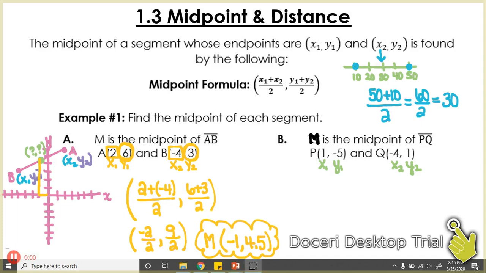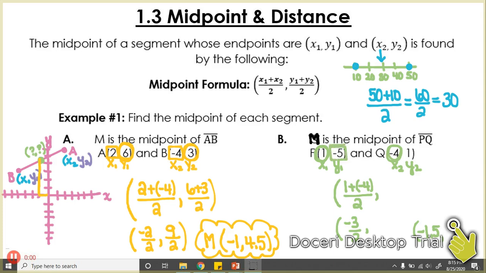So let's average our x values first. I'm always going to take my x values, 1 and -4, and add those together. 1 plus -4, and then I'm going to divide by 2. Well, 1 plus -4 is -3, and if I take -3 divided by 2, I'm going to get -1.5.